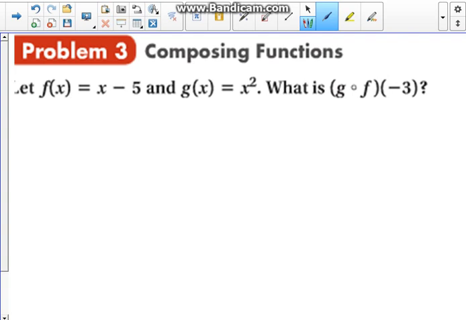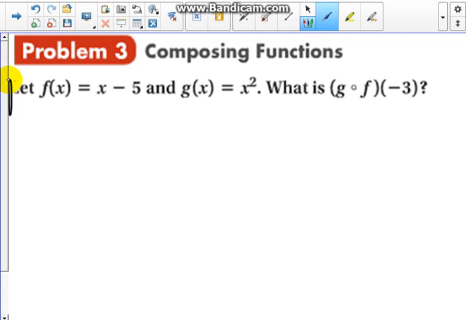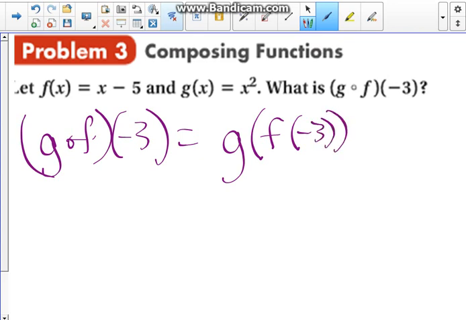Okay, for problem 3 on 6-6, we're going to let f of x equal x minus 5 and g of x equal x squared. What is g of f of negative 3? So basically the way we're going to write this, we're going to say g of f of negative 3 is equal to g of, I like to make open parens, g of f of negative 3. There it is.